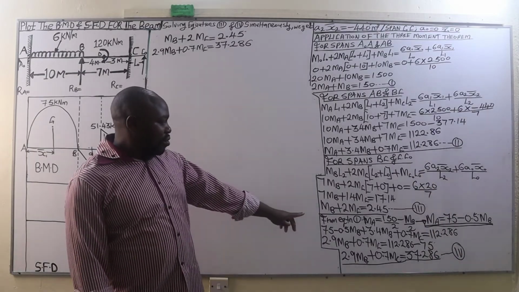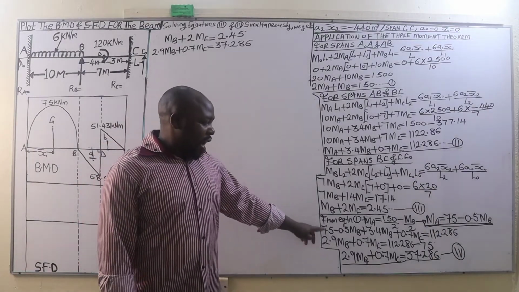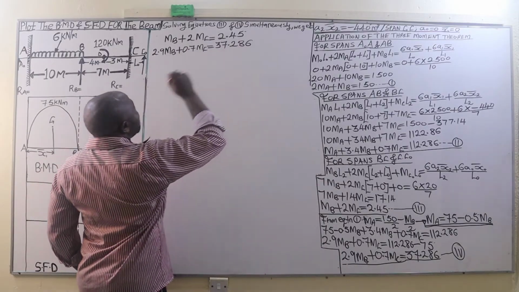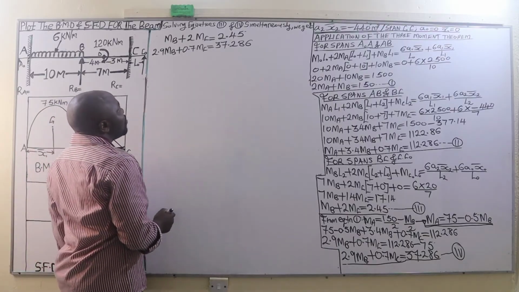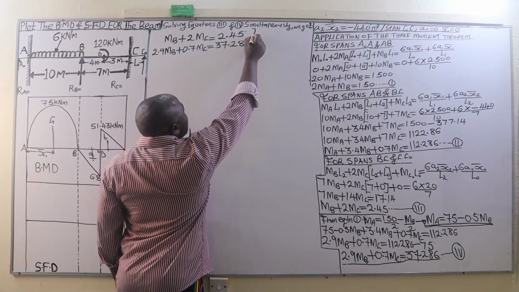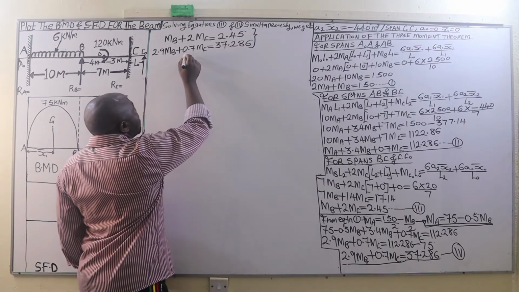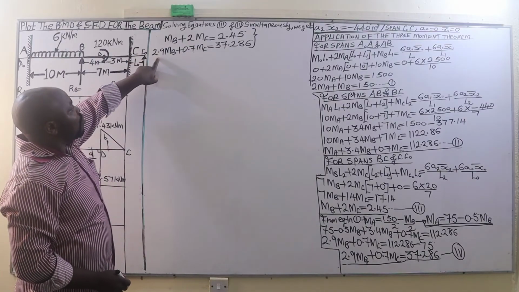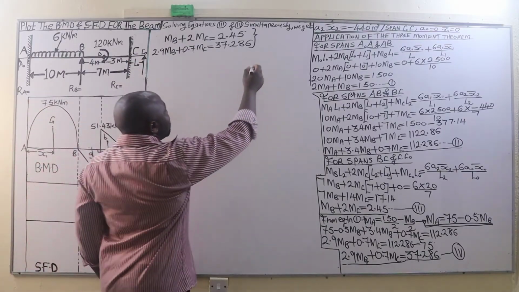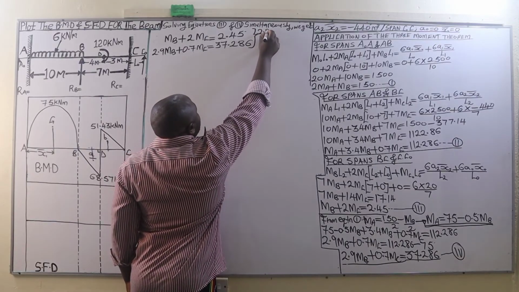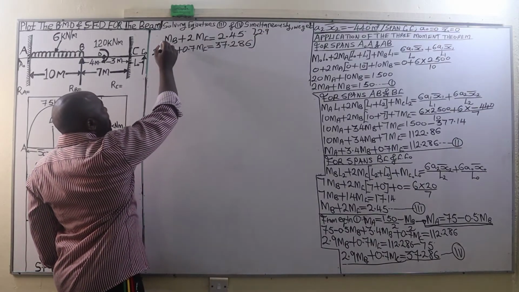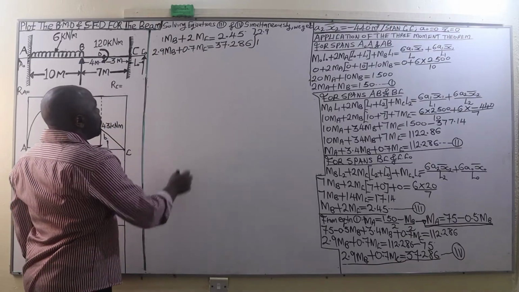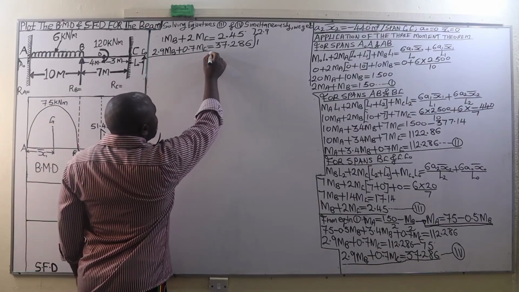Now from there, we are going to solve the equation 3 and equation 4 simultaneously. Therefore, solving equation 3 and 4 simultaneously, we get this. So what we are going to do, we are going to multiply the first equation by 2.9. The second equation, we multiply it by 1, since we have 1 MB there. So this is going to give us the following.